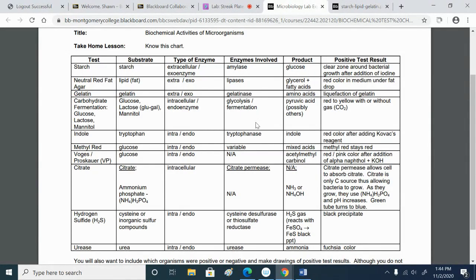And so we'll see that if the fat gets hydrolyzed, the neutral red turns a red color. So that's how we know that the fat was hydrolyzed. But again, the triglycerides are large molecules. They must be digested on the outside of the cell first. So lipase is also an extracellular enzyme or an exoenzyme.